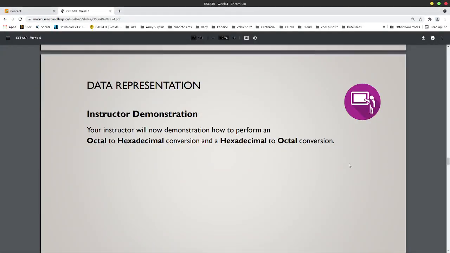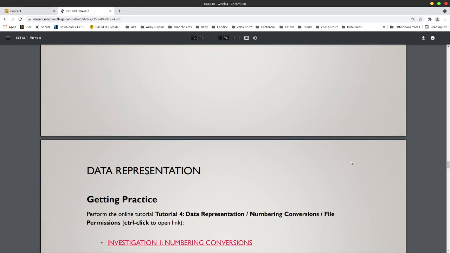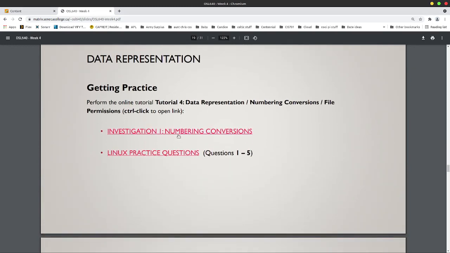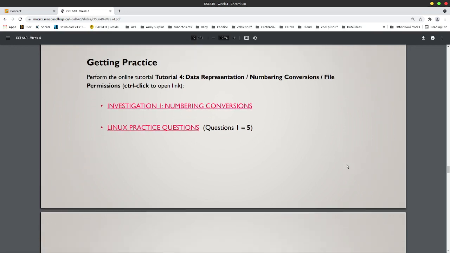Again, if you need more practice, we can go through some practice on Friday. Also, in Investigation 1, it's all about number conversions. So you can go through that, and that maps to practice questions 1 to 5.